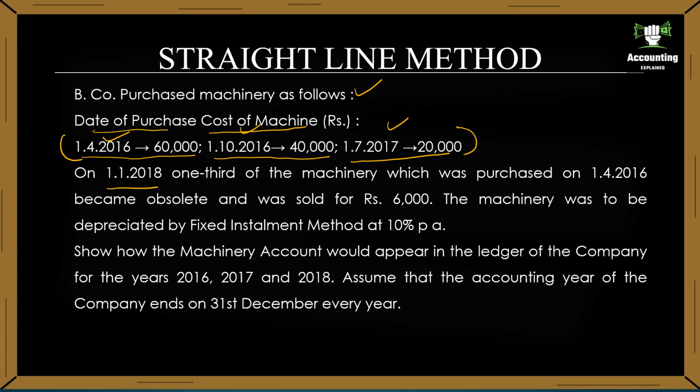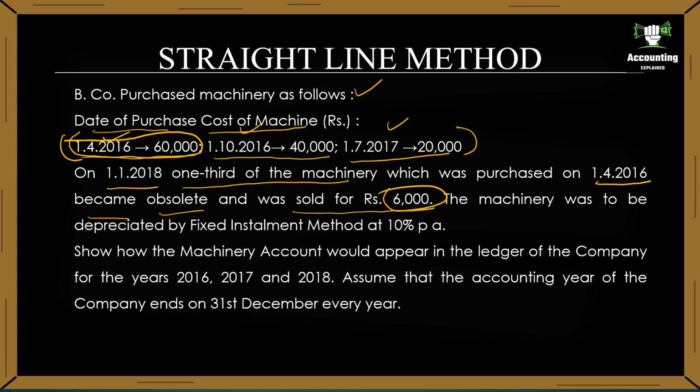On 1/1/2018, 1/3 of the machinery which was purchased on 1/4/2016 became obsolete and was sold for 6,000 rupees. So of the machinery which was purchased on 1/4/2016, 1/3 became obsolete and he had sold it for rupees 6,000.